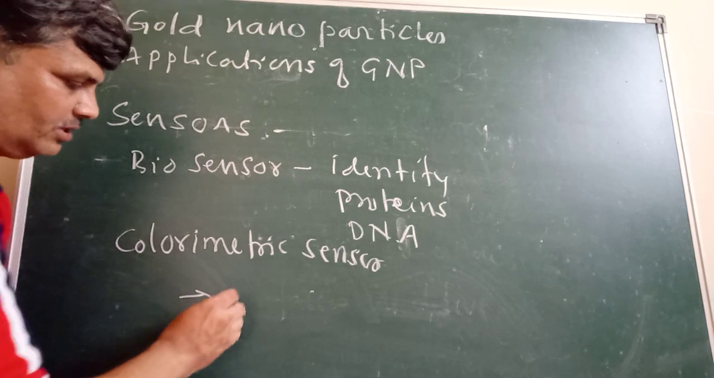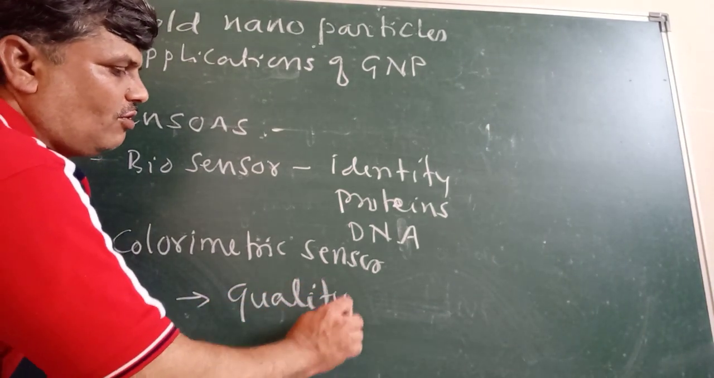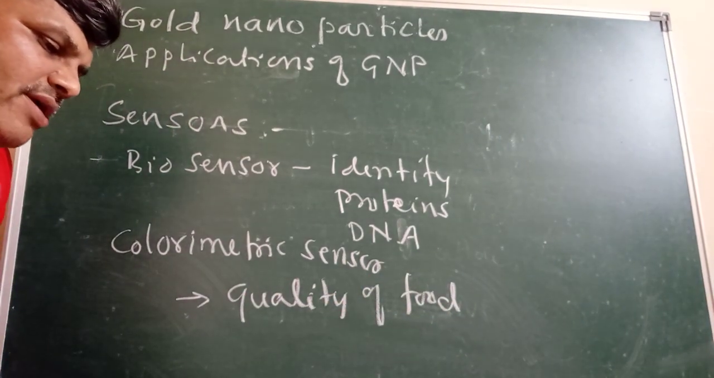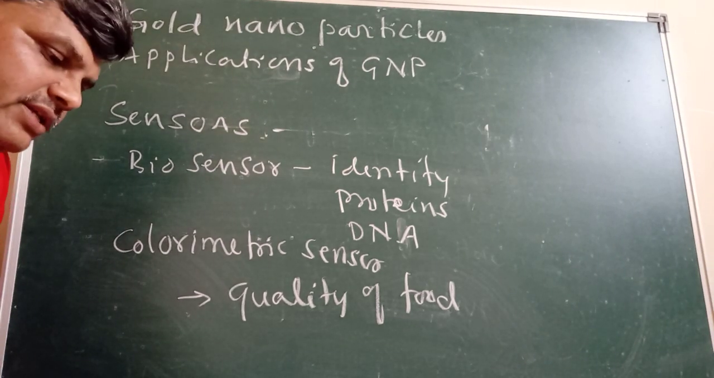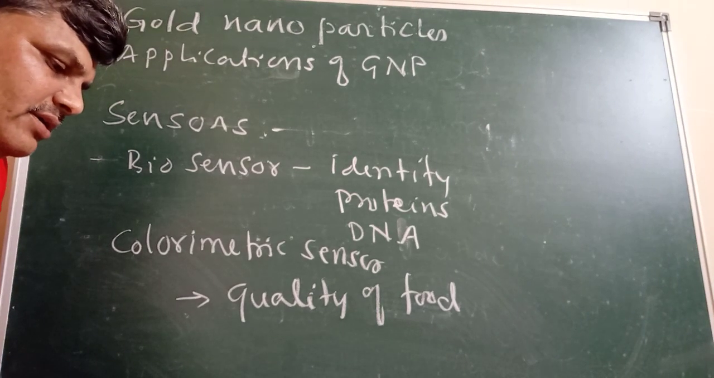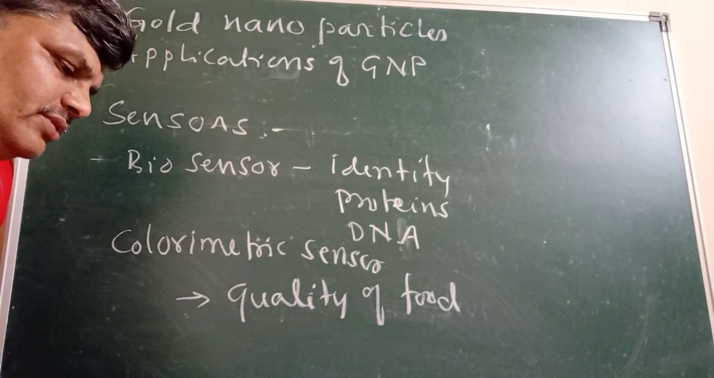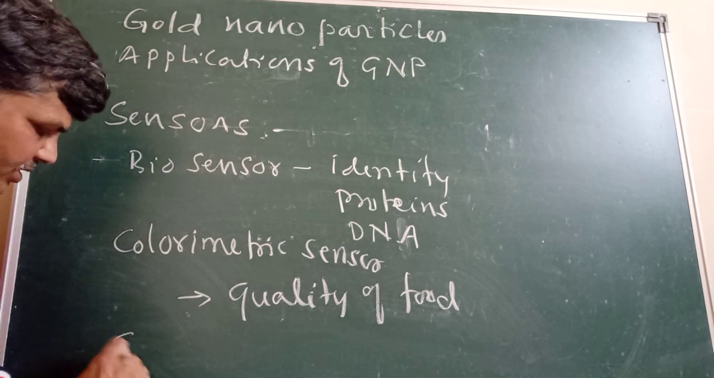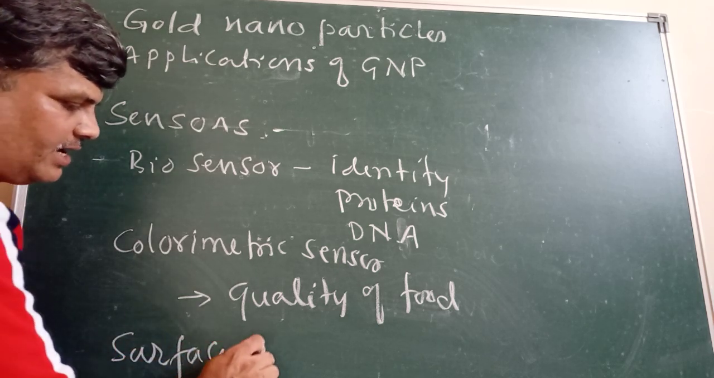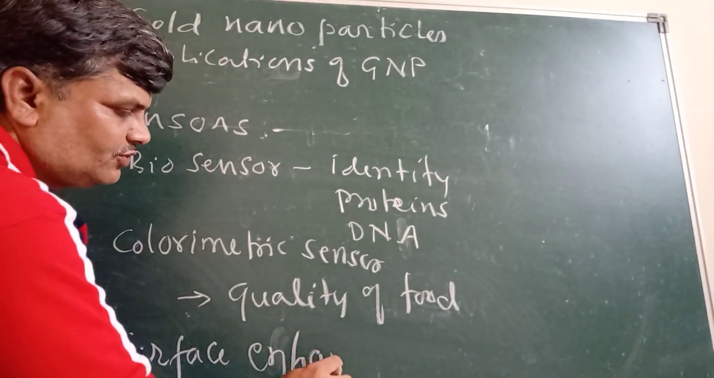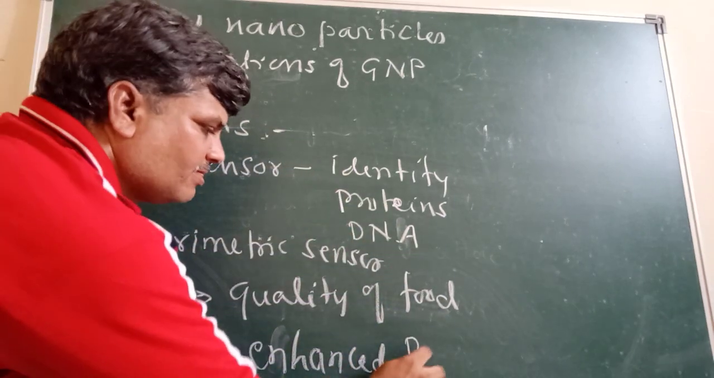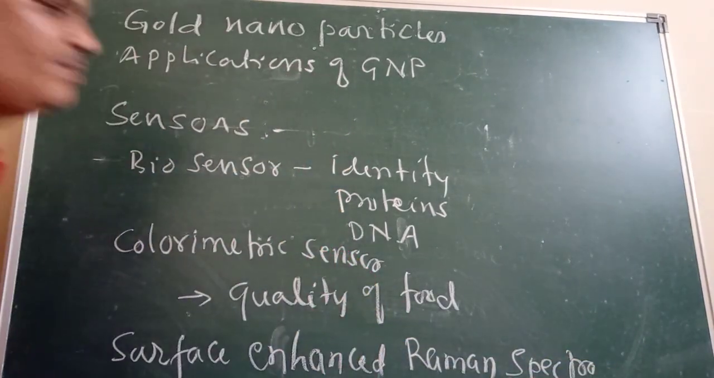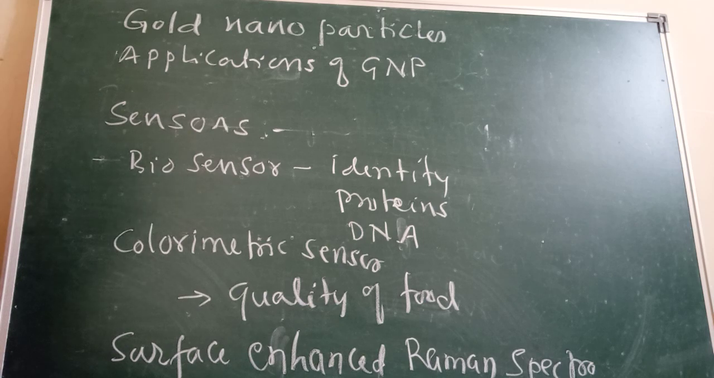This colorimetric sensor can be used to study the quality of food, whether it is suitable for consumption or not. For that, this sensor is used. Then it is also used in surface enhanced Raman spectroscopy.